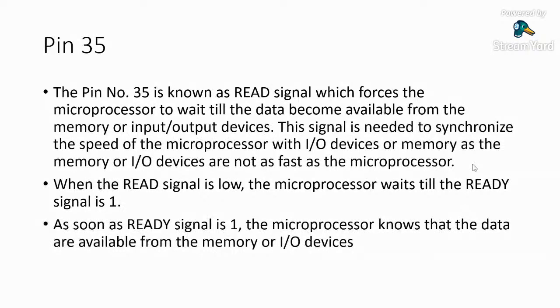The signal is intended to synchronize the speed of the microprocessor with the input-output device or memory, as the memory or input devices are not as fast as microprocessors. When the ready signal is low, the microprocessor waits till the ready signal is 1 or high. As soon as the ready signal is high, the microprocessor knows that the data is available from the memory or input devices.